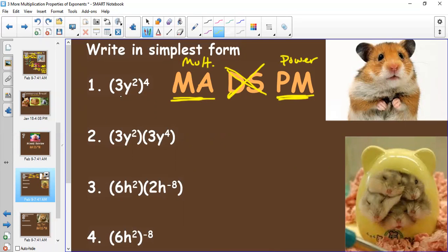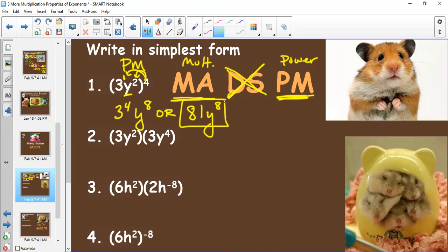Okay, so number 1, we have a monomial raised to a power. So this one is a PM problem. So this is what we did today. So again, we're going to keep our base of the y, small number times small number, that'd be 8. And draw in your ninja 1, small number times small number, this would be 3 to the 4th. Again, we don't leave it like that because that number is better written as 81, y to the 8th. Okay, number 2.